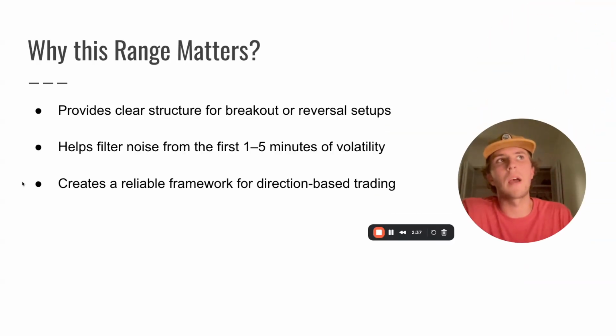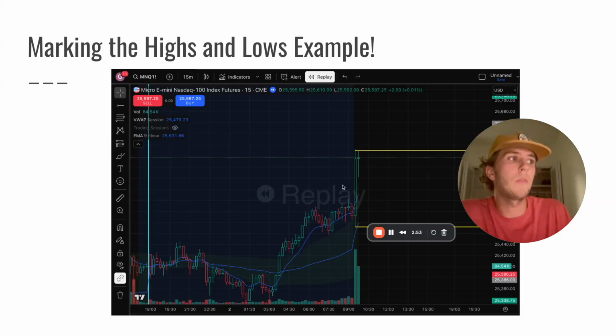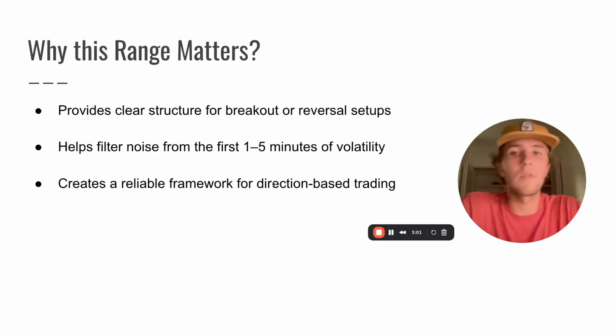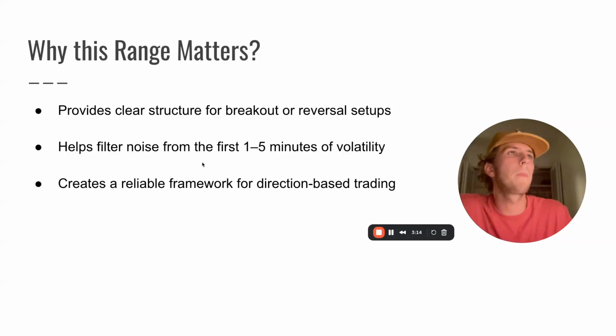Why does this range matter? Okay, this range provides clear structure for breakouts and reversal setups. It helps filter noise from the 1 to 5 minutes of volatility that the market starts with. The first 15 minutes of the market can be crazy. Okay, this was a really good example of a pretty good first 15-minute candle. There are times where it will wick all the way up and have a super small body. The first 1 to 5 minutes of volatility are crazy in the market, and you want to stay away from that and wait a little bit to enter trades until it breaks out of that range. It creates a reliable framework for direction-based trading as well.